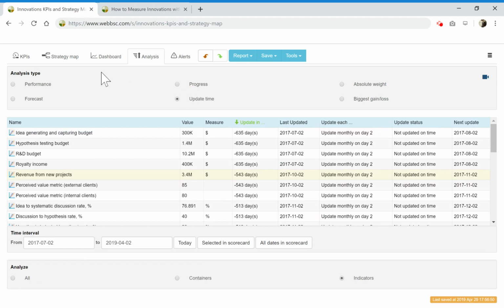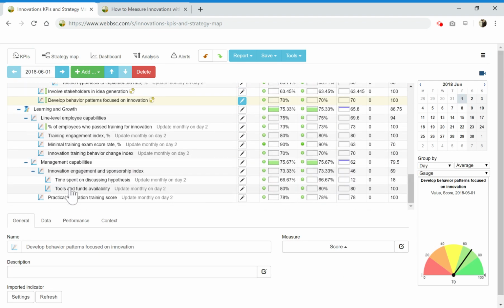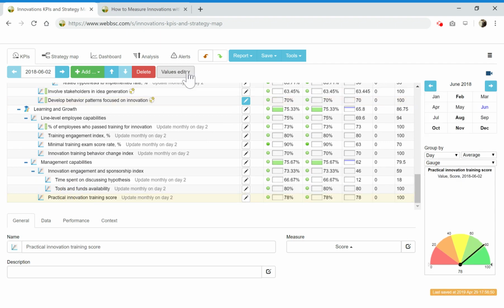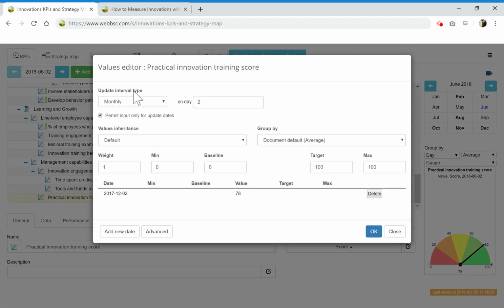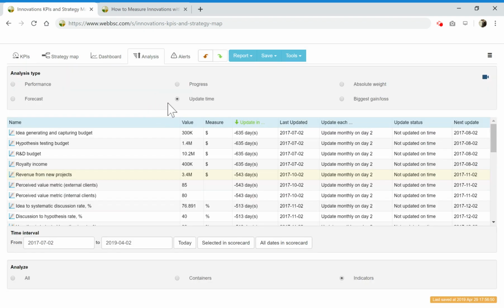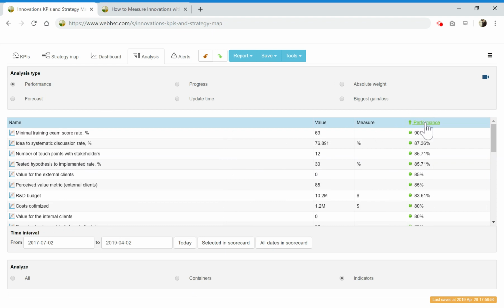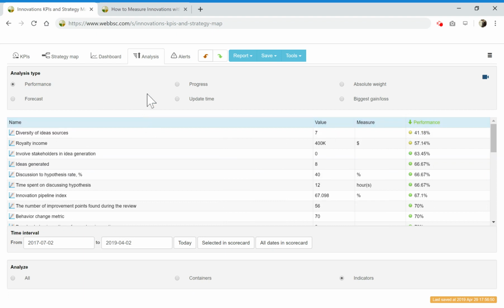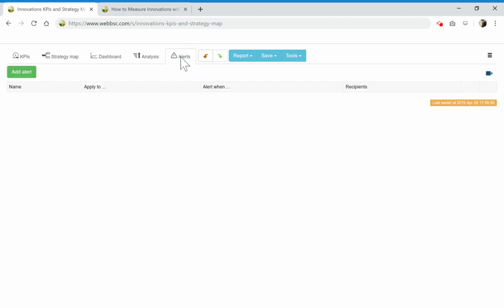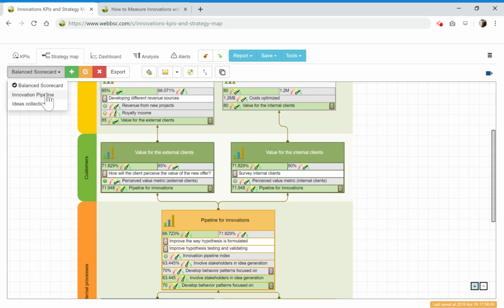With software you can assign a certain update interval to the indicators, like updated monthly, and the software helps you to track that all indicators are up to date. You can forecast the values of indicators using historical data. You can find the best and worst performing indicators, and you can do all this. Finally, you should plan to involve your team.